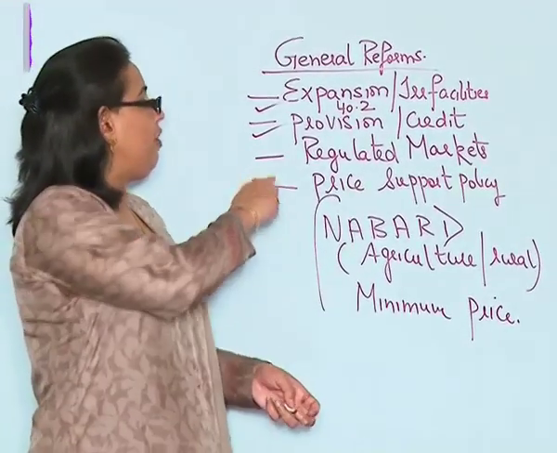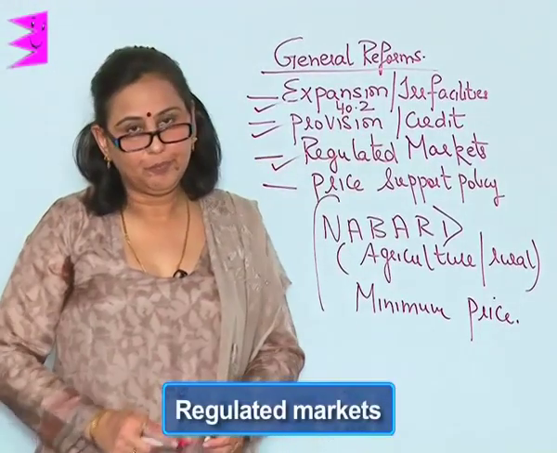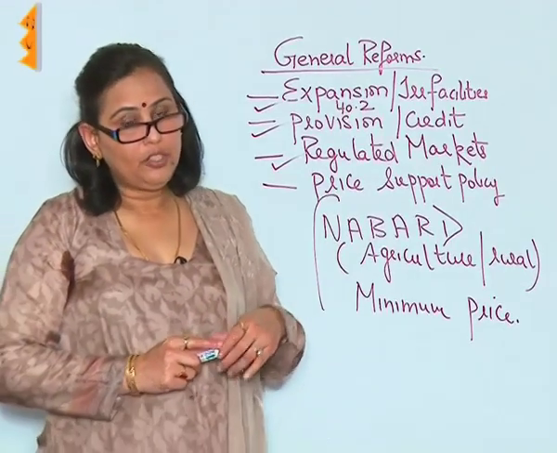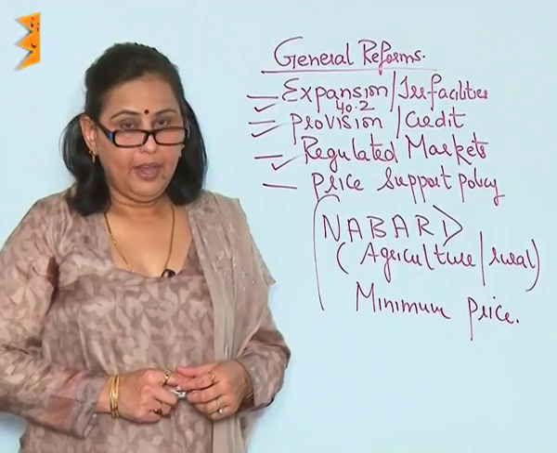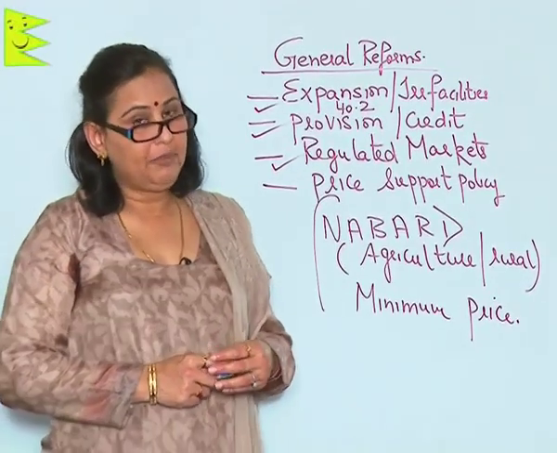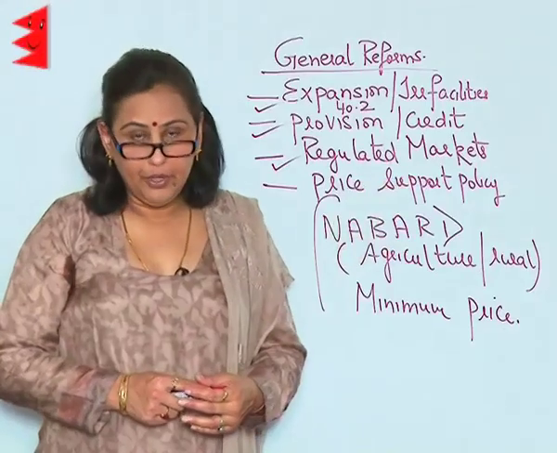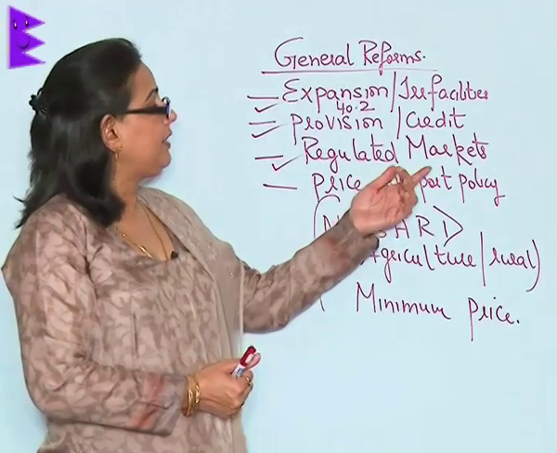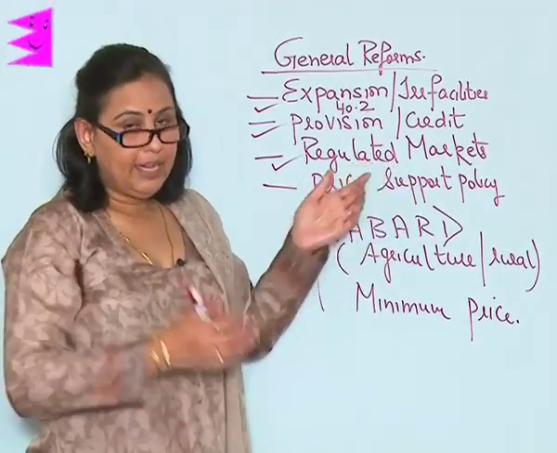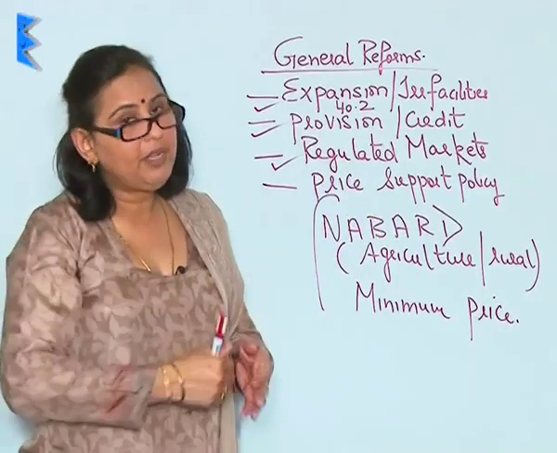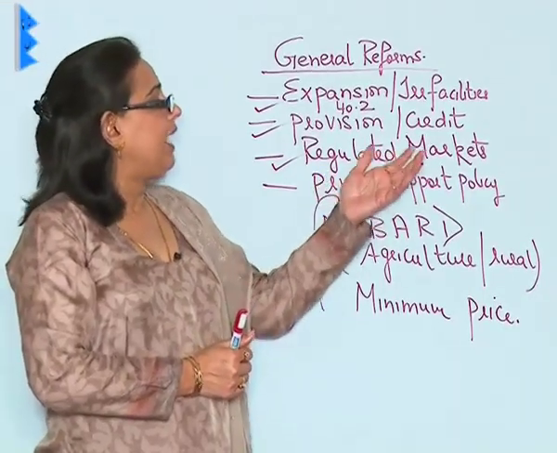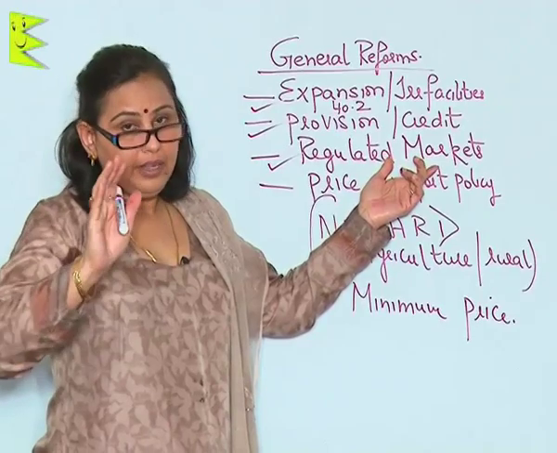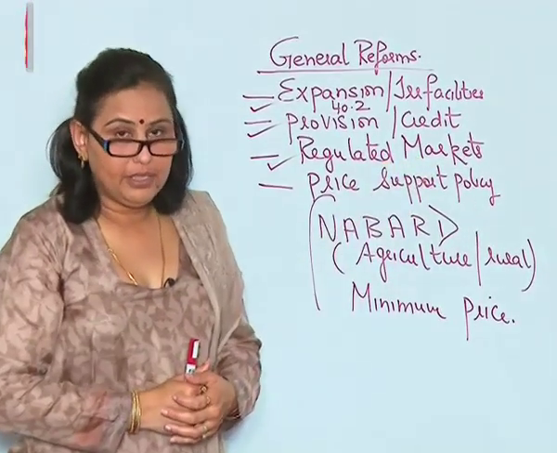The third general reform is regulated markets. As we have seen earlier, the Indian farmer, because of the shortage of storage supply and also because of the need of money immediately, used to sell his produce in the market at whatever rate was available. But now the market is regulated by the government and there are representatives from the farmers themselves who see to it that the market gives them the required rate for the increased product that the farmer is growing.